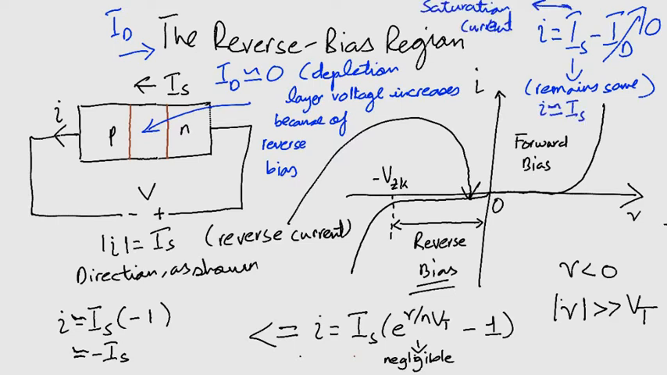In reality, however, reverse currents may exceed the saturation current, albeit only slightly. This reverse current increases with voltage. However, very slightly. That is why we cannot see it on the IV characteristic.